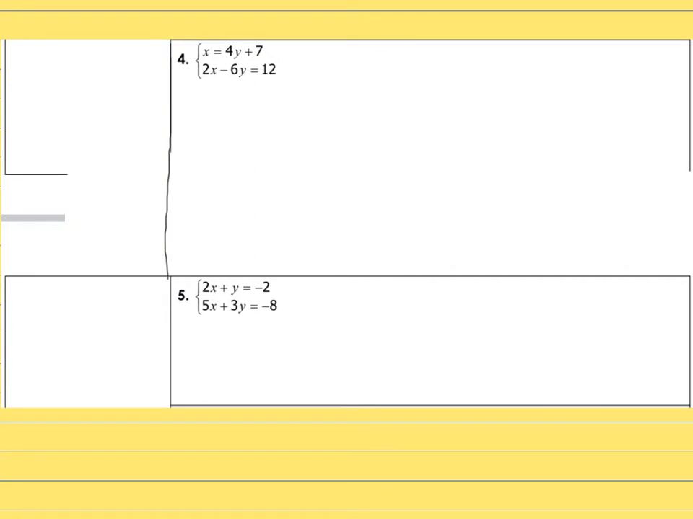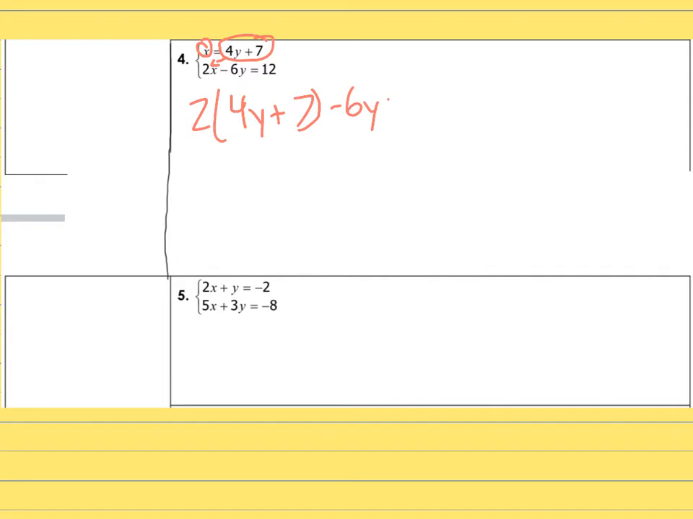Example 4. This time it's backwards, and we have to pay attention to this. Now, I have that x is equal to this 4y plus 7. Well, we have what x equals. X is alone. That means I can take this equation, 4y plus 7, and plug it in for that x. So, let me do that. 2 times x, which is 4y plus 7.